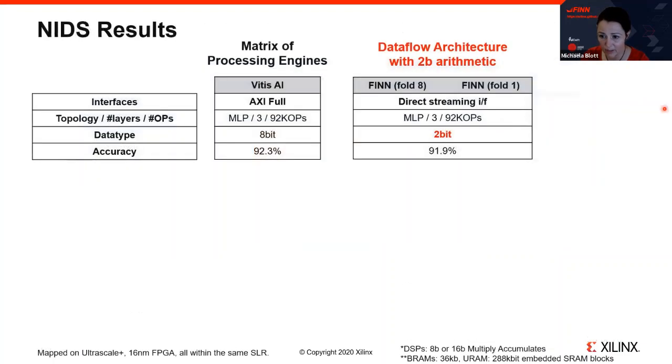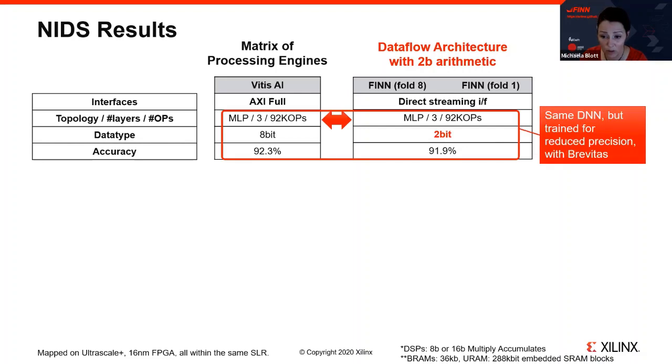So let's take a look at the results for network intrusion detection systems. We've considered 3 implementations here. One is a matrix of processing engines, for which we use Vitis AI, and 2 of them are FINN dataflow architectures. Fold 1 is the fully unrolled one, with dedicated hardware per neuron, and the other is folded 8 times. All of these are implemented on the same FPGA, which is an UltraScale+ 16 nanometer technology node. All of the implementations execute the same DNN, a so-called multi-layer perceptron, a relatively small DNN, which requires 92,000 operations to process a single input.